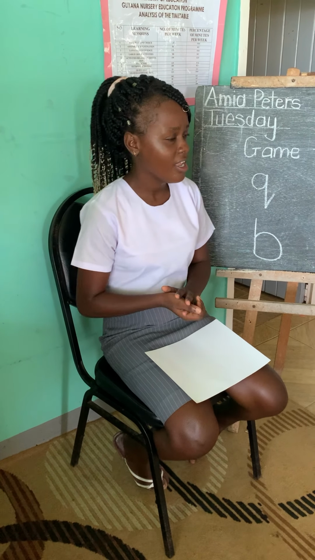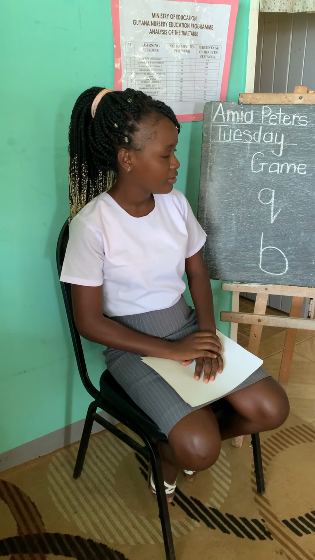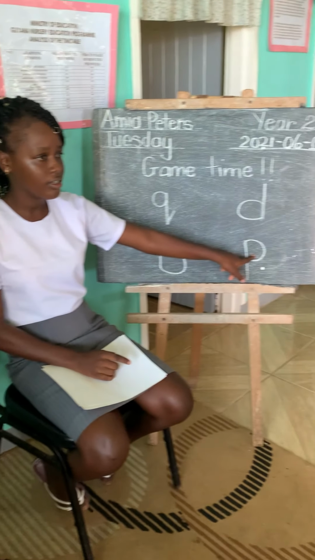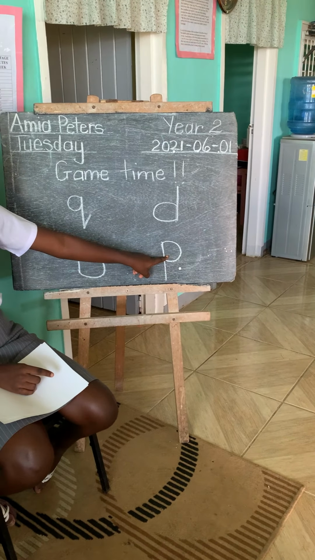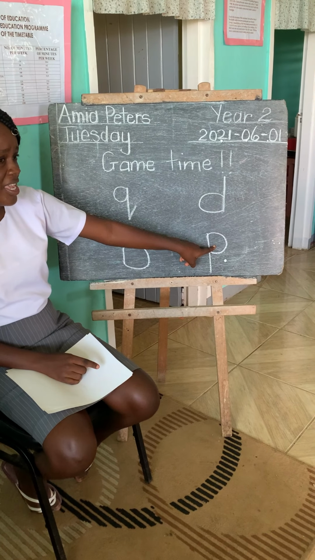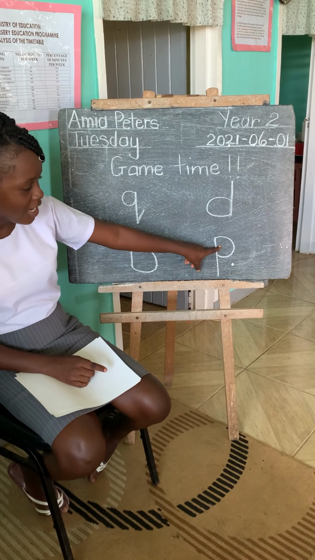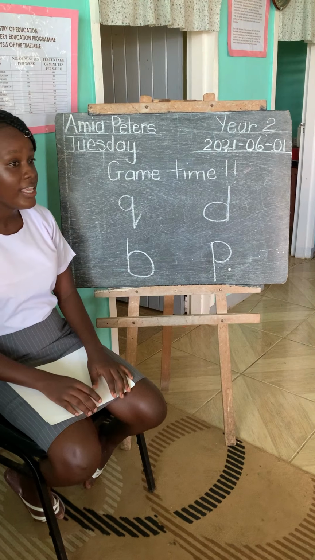Very good, Gregory. Now which letter did Gregory touch? This letter here? No. And what letter is this? The letter B? No, this is not the letter B, Blessing. This is the letter what? The letter P. Very good.